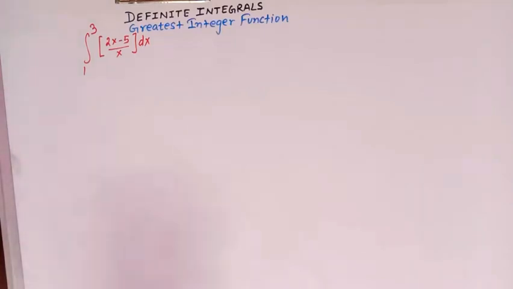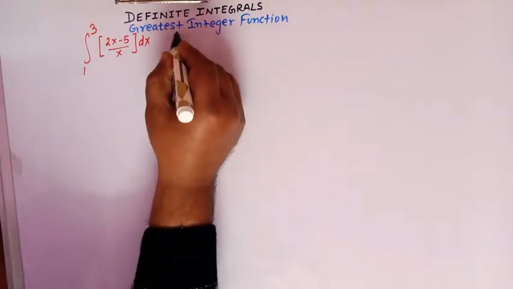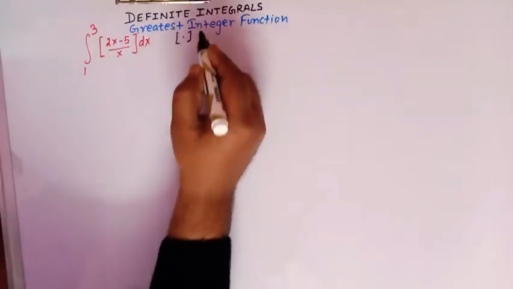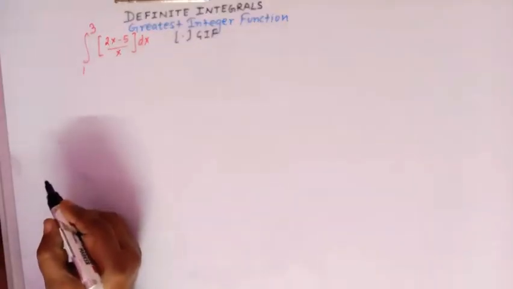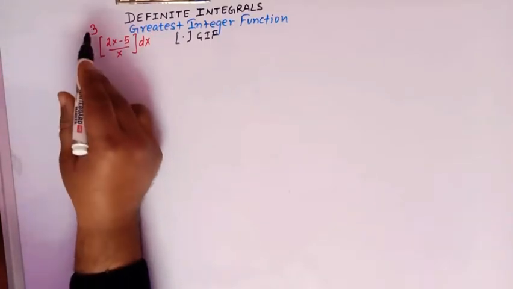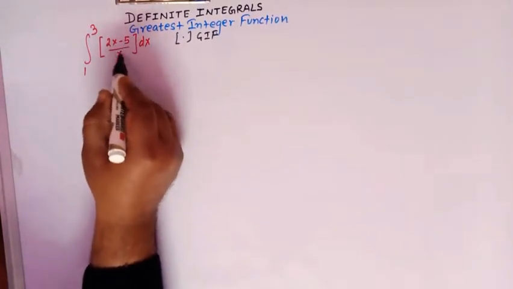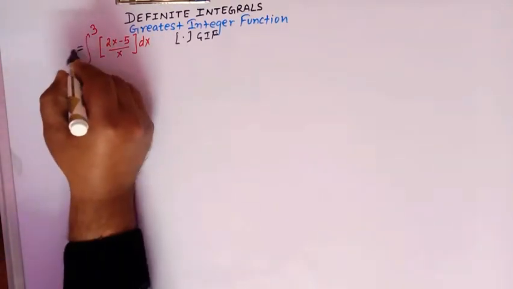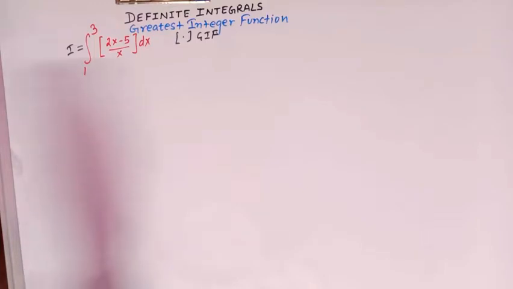Hello viewers, in today's class we are going to discuss one more important integral from definite integrals. Here again we have a definite integral which involves the most important function in mathematics, that is the greatest integer function. This sign denotes the greatest integer function. Here we have to solve the integral from 1 to 3 of the greatest integer of (2x minus 5) over x. Let us call this integral I.